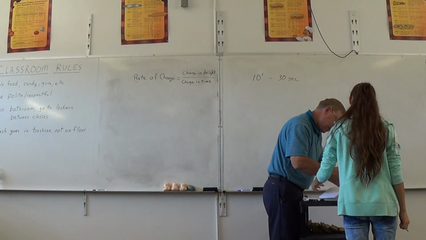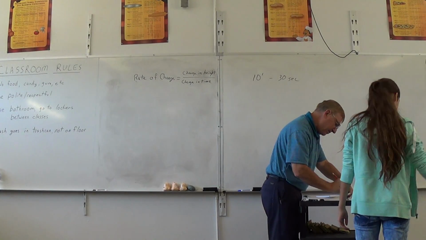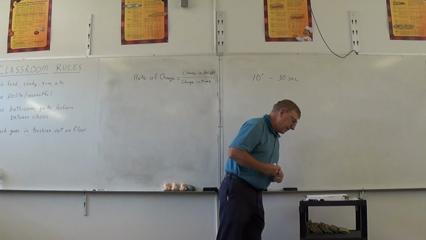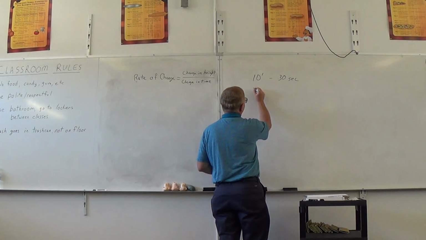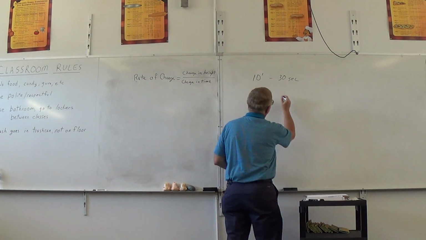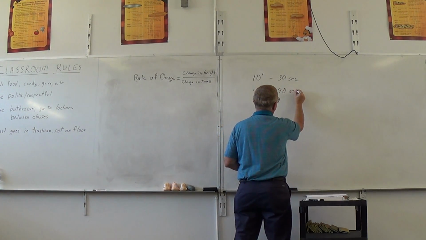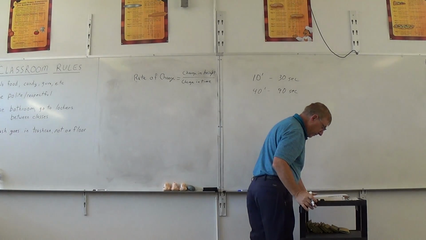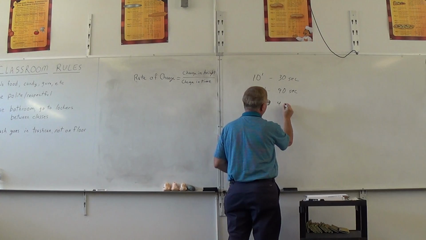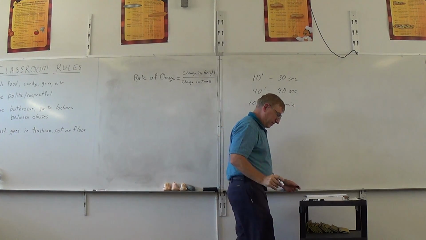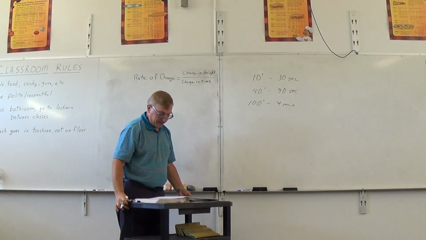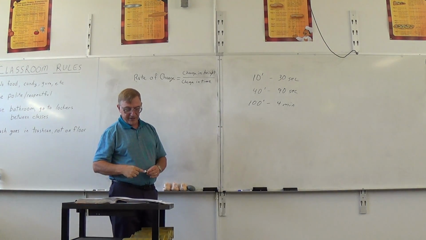So that's 5 feet every 15 seconds. That is really slow, it's like an ant. Then 40 feet in 90 seconds, that's 20 every 30. And 100 feet in 4 minutes, that's 50 every 2 minutes.